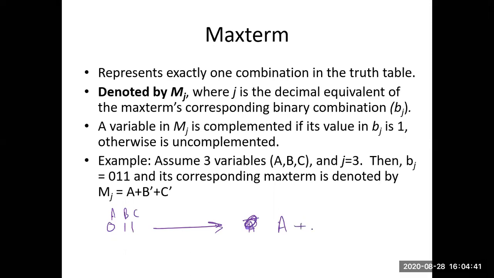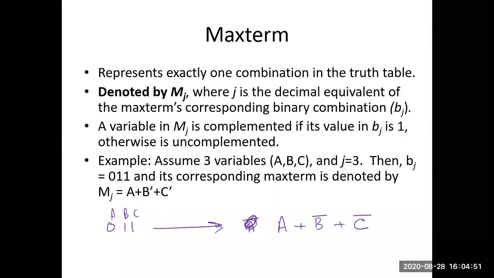Then you need to write the plus symbol because you are dealing with maxterm. For b, which is 1, it is b bar, and in place of c, it is c bar. So 0, 1, 1 is represented with a plus b bar plus c bar.